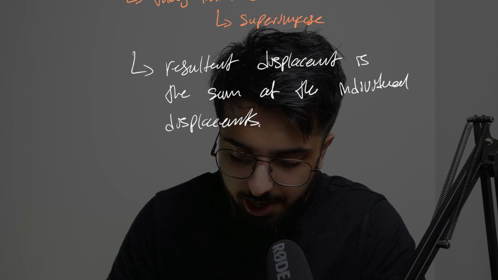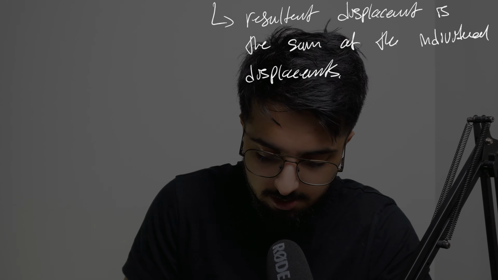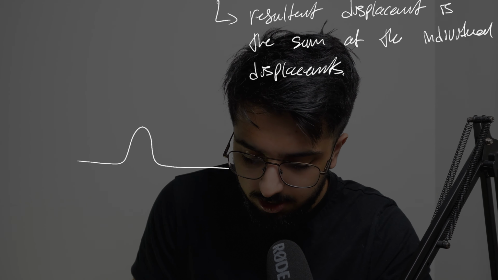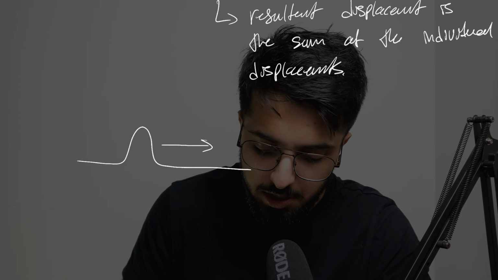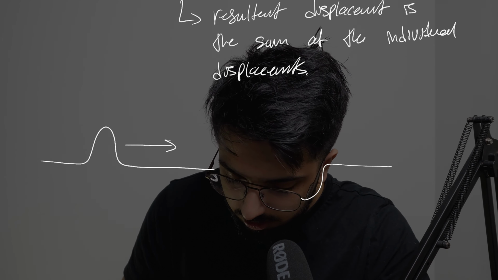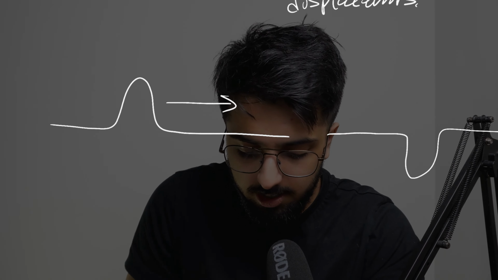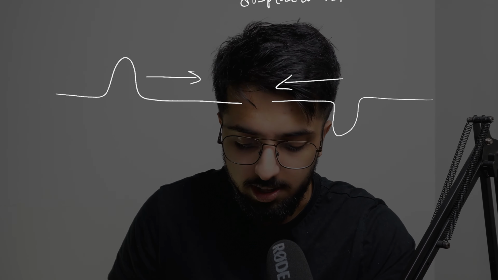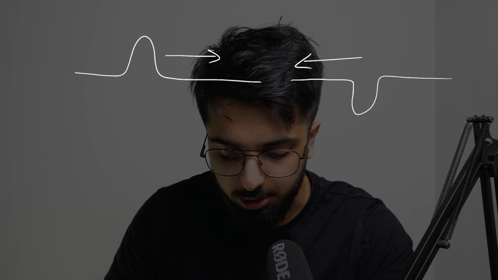So what that means is that, let's say we have a wave, and this wave is moving this way. And we have another wave, like this. And we can say that these two waves have the exact same wavelength and the exact same amplitude, and this wave is moving this direction. So let's say we give it some arbitrary time.